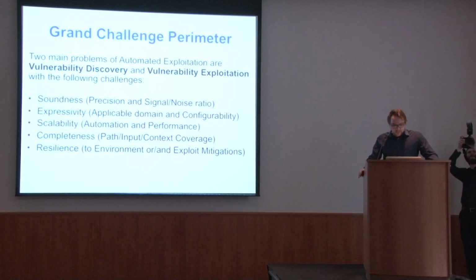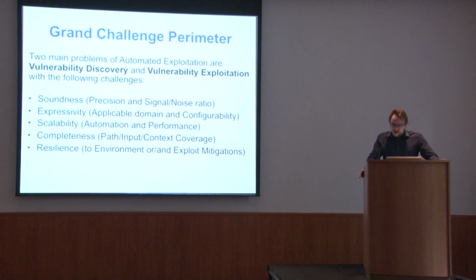This I already said. The perimeter. So when you do a grand challenge regarding vulnerability discovery or exploitation, you've got some way of measuring a solution that you have to take into account. For example, how sound is my solution? Is it precise? Does it have a good signal-to-noise ratio? How many false positives and negatives do I have with such a solution? We're talking about undecidable problems here, so it's inevitable to have some false positives, at least a small amount.